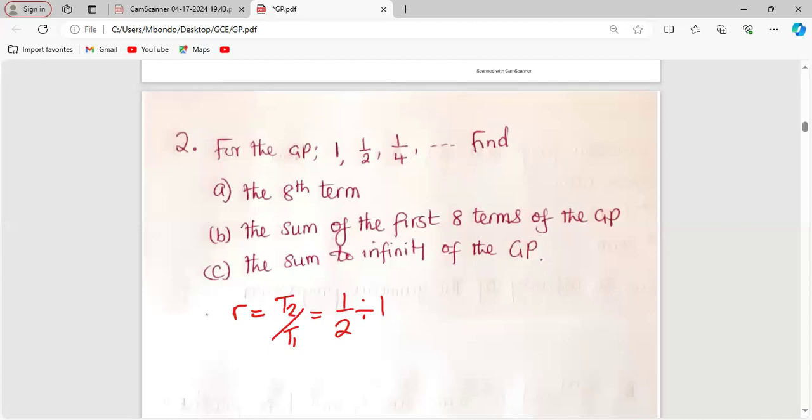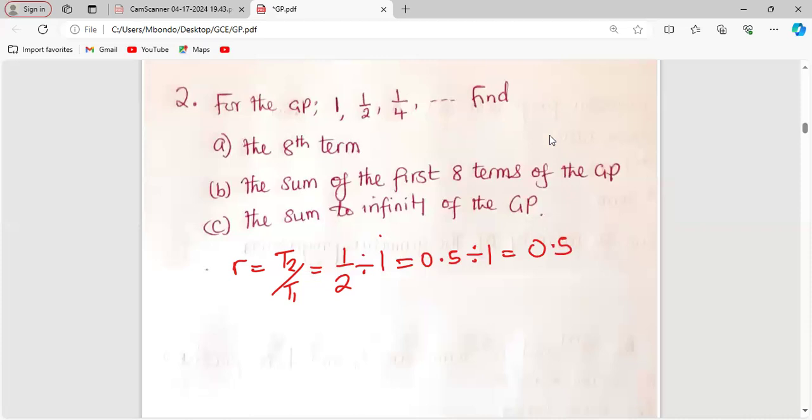Yes. Now, you people are using a calculator. Remember, this is paper 2, so don't give yourself too much pressure. This is 0.5 divided by 1. What do you get? You're just punching these things on your calculator. When you divide, it will be 0.5. So our common ratio is 0.5.